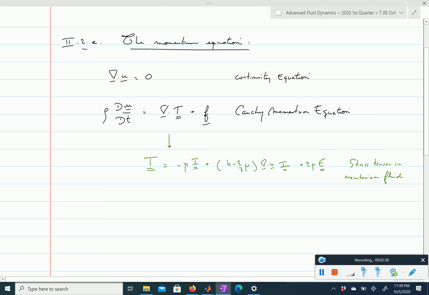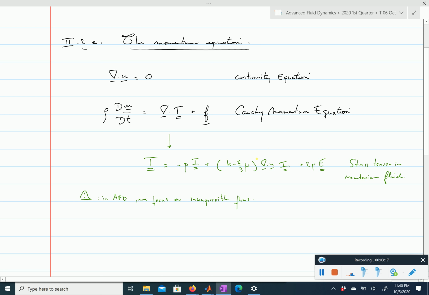But remember that in our case, we are interested in incompressible flows. In IFD, we only look at incompressible flows. And for incompressible flows, the divergence of u is equal to 0, and therefore this term here is equal to 0. So you see that for incompressible flows, we don't need to determine the bulk viscosity of the fluid. It's not a relevant material property because it doesn't come into the constitutive relationship.